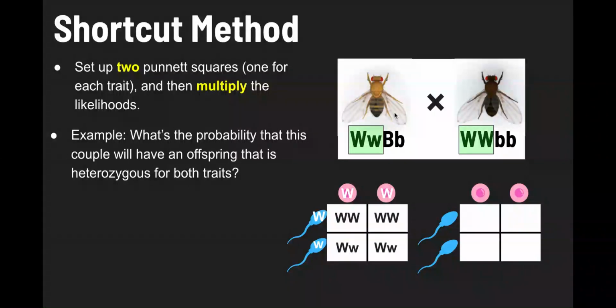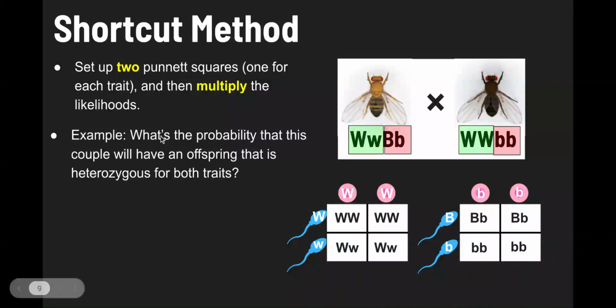Okay, now we're going to look at the other trait. So we have another Punnett square for the other trait, which was body color. This male has a big B and a little b. So those go in the sperm for the male, big B, little b. This female has 2 little b's. So those go in the eggs for that female. And then we fill in the Punnett square just like normal.